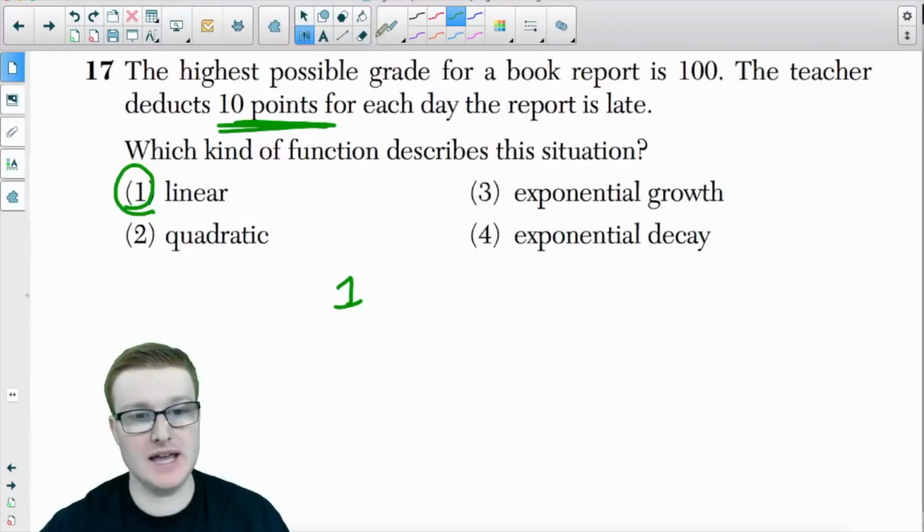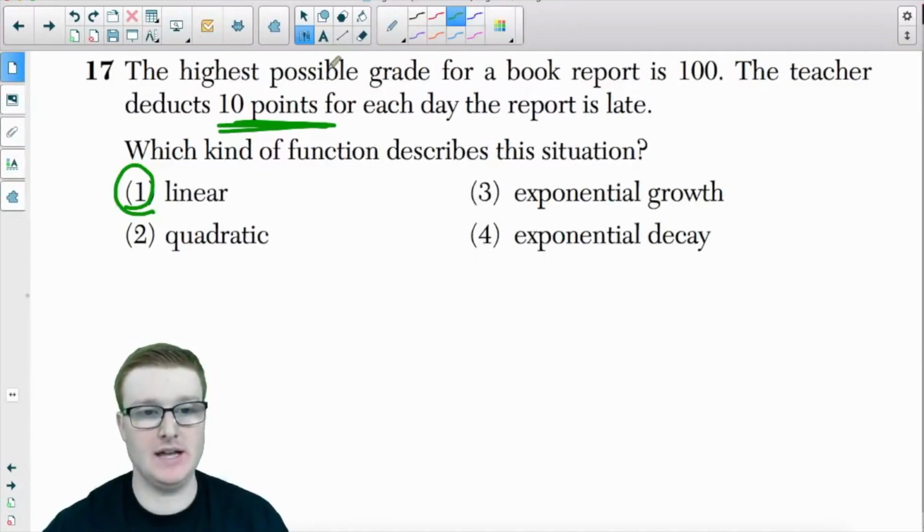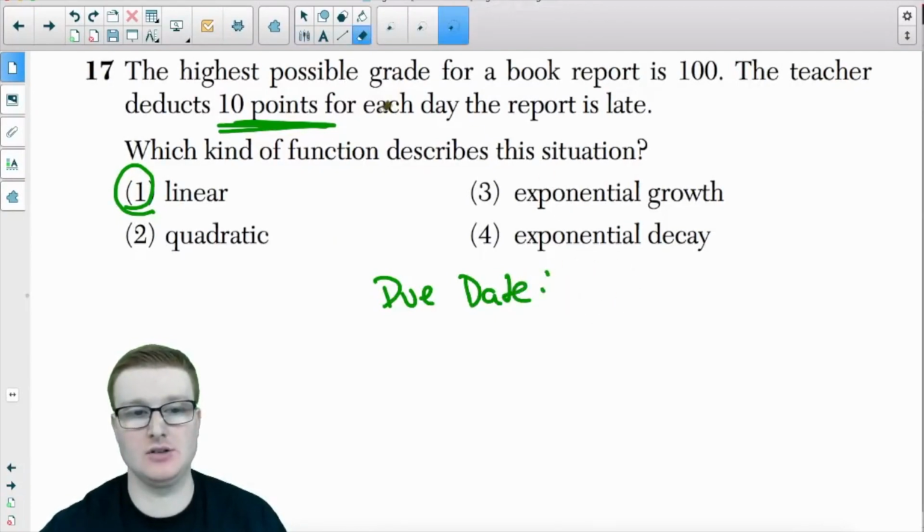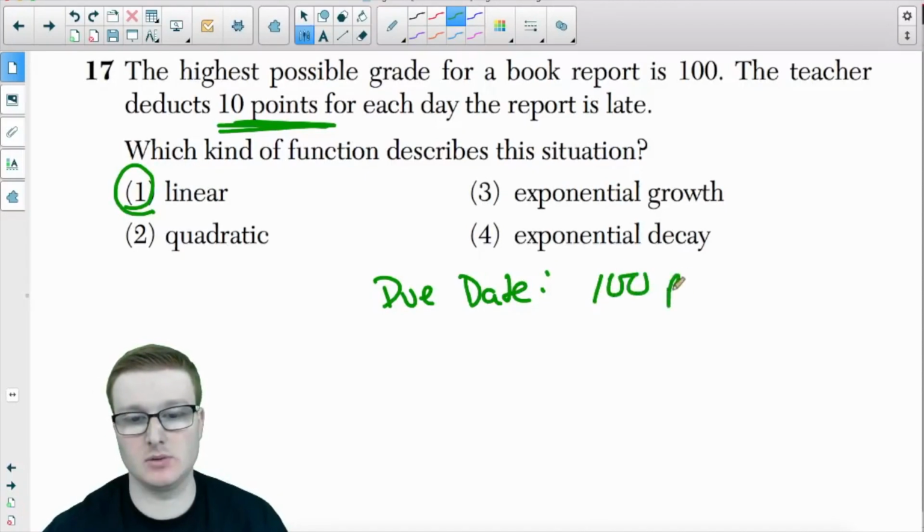Because on the due date, right? On the due date, if you need to see this a little bit further, the due date is 100. Oh, I just put a dollar sign. My apologies. It's 100 points. Okay.